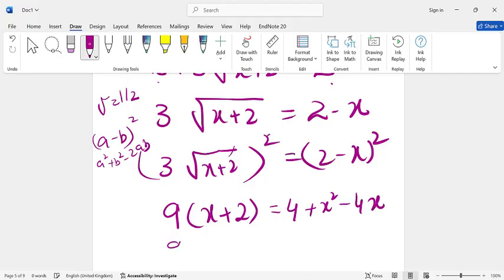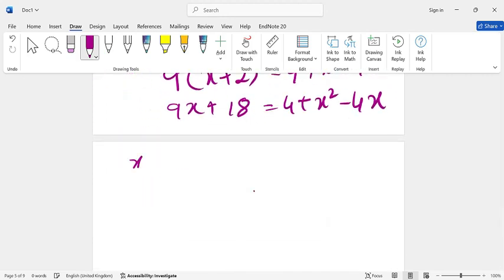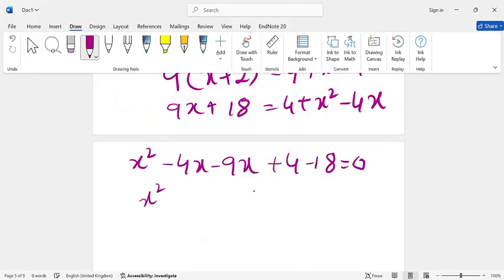All right. Now we simplify the equation. 9x plus 18 equals 4 plus x square minus 4x. All right. So I'm just simplifying the equation to get the values of x. How do I simplify? We have x square minus 4x minus 9x plus 4 minus 18 equals 0, okay? So x square, and then minus 4 minus 9, we do the addition and the sign will be minus, so we have minus 13x, and now we have minus 14 equals 0.